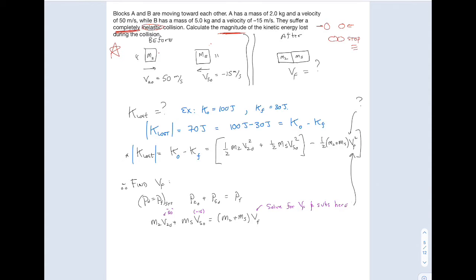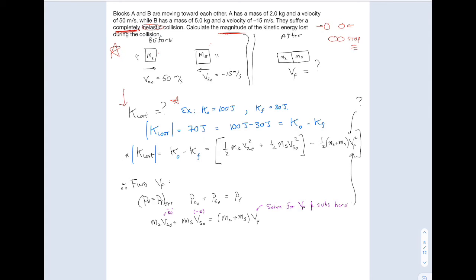Now, it asks for the magnitude, and the reason is we just want to know how much. So for example, let's say 70 joules of kinetic energy is lost. We already know it's a loss. We don't need to say it's minus 70 joules. If you lost $20 playing poker, you don't say you lost minus $20. You already know it's a loss. Now, if you look through the book for an equation for the magnitude of kinetic energy lost, that might not be in the book. So we have to figure out how to find kinetic energy lost.